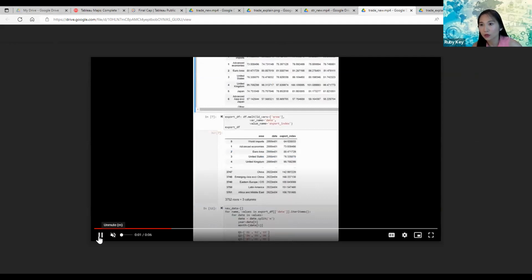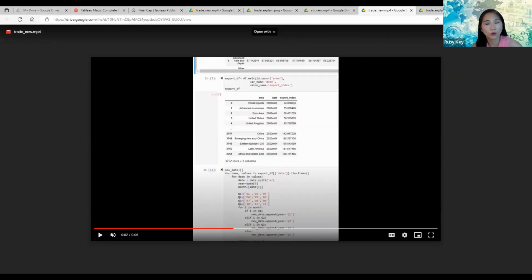you can see here we have a more normal looking data sheet with area being one column, date being its own column, and the export and import index being its own column. That's with the melt function. After that, I need to work on this date format because you can see here it says 2000M01. That is not something that we can process with the formats. So I went in there.